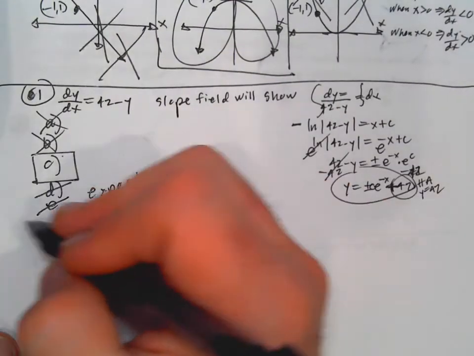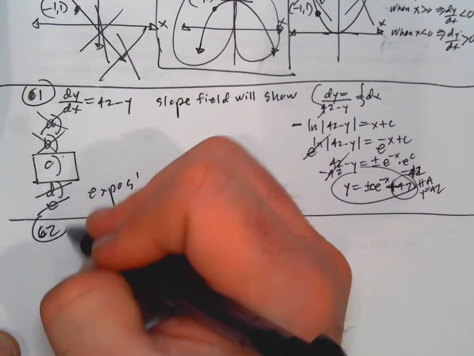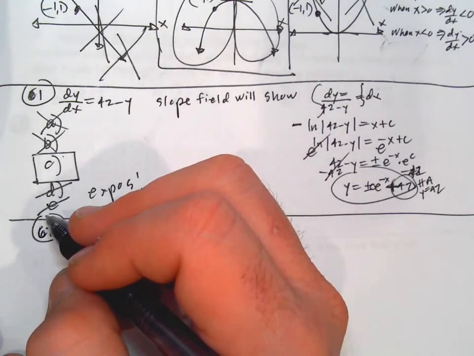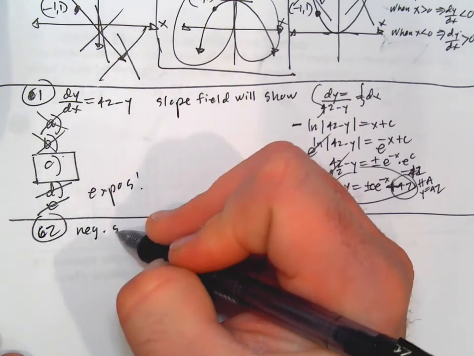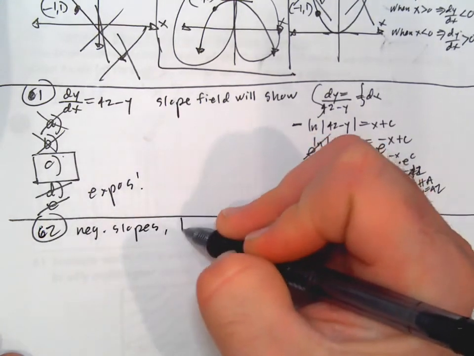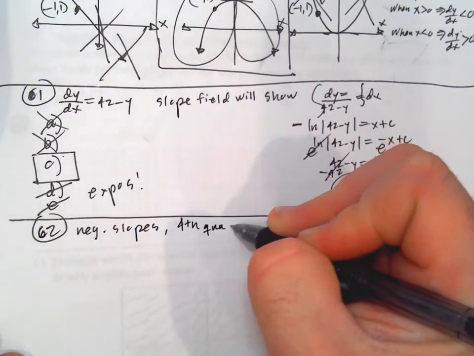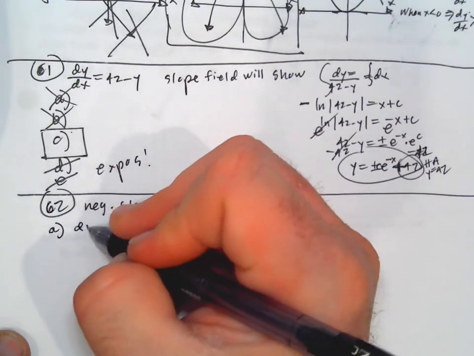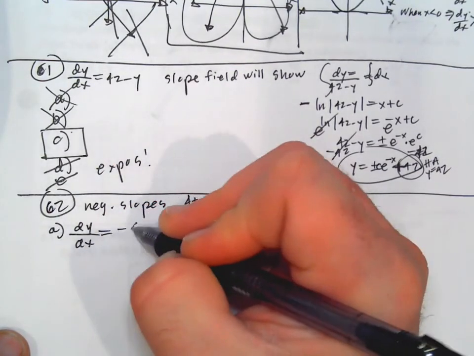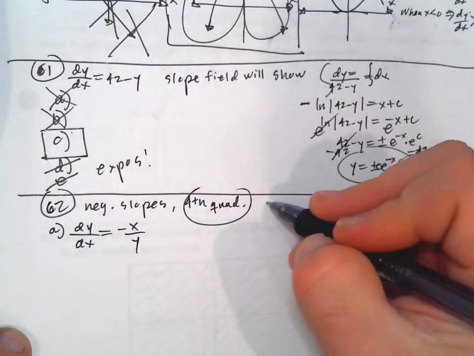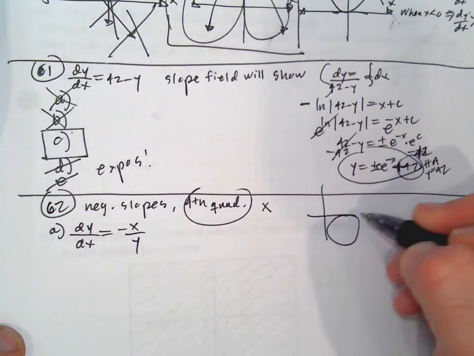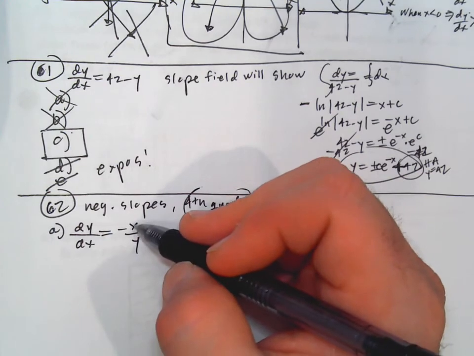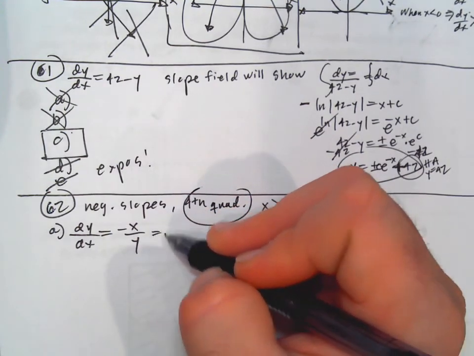Okay, 62 says, for which of the following differential equations will the slope field show nothing but negative slopes in the fourth quadrant? Now, it doesn't say it can't be negative other places, but it says only negative slopes in the fourth quadrant. So A is dy/dx equals negative x over y. In the fourth quadrant, x is positive, y is negative, right? So if you put positive x's and negative y's, this is going to equal positive no matter what.